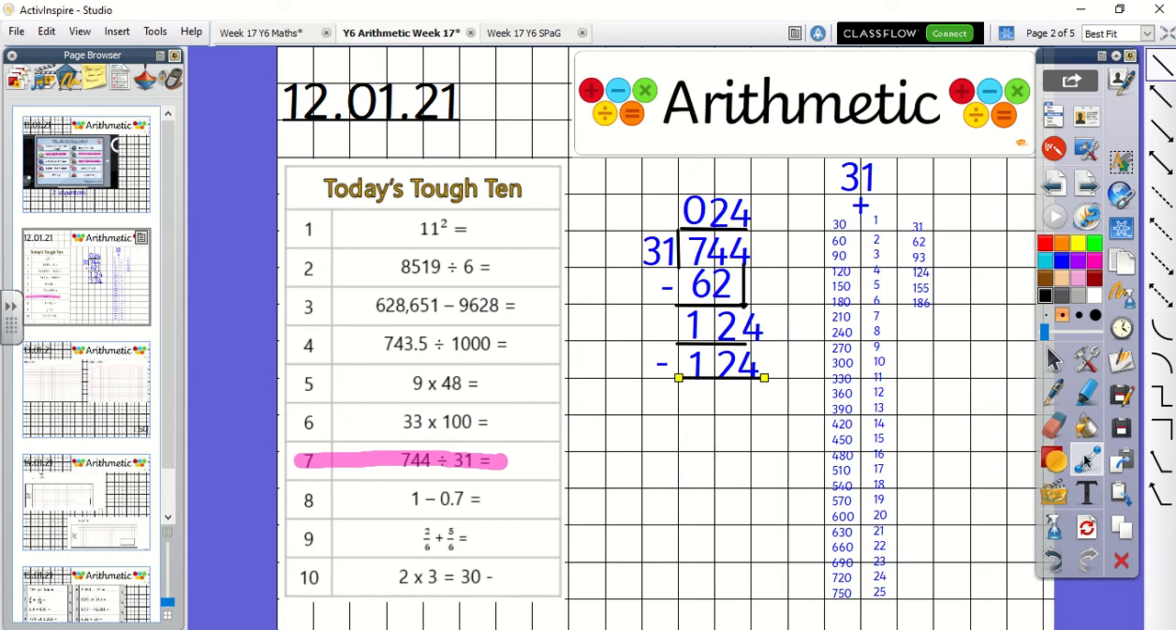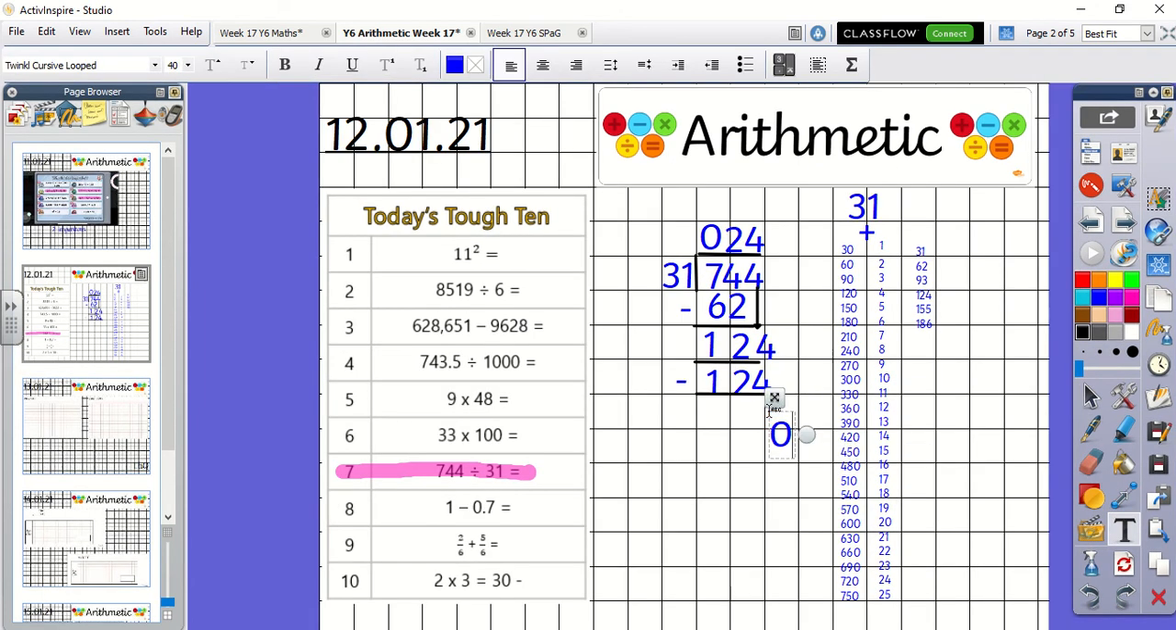So I know that 4 subtract 4, the answer is 0. I know that 2 subtract 2, the answer is 0, and I know that 1 subtract 1, the answer is 0. Excellent. So that's helpful in question number 7. Hopefully that will make it a little bit easier when you next have to do long division.